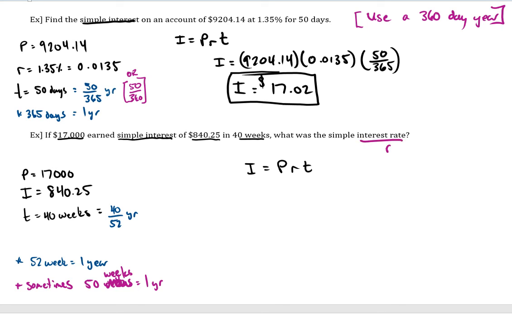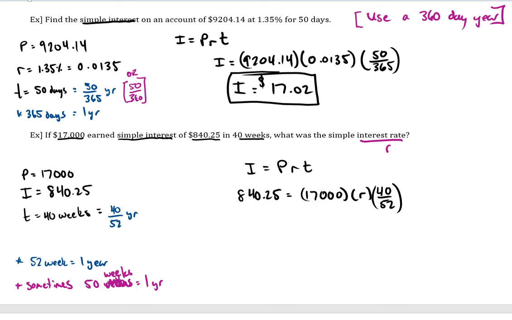So that means we are finding R. So we could still plug in everything. So we have the I is $840.25 equals the principal, which is $17,000. And then R is what we need. And then the T we said is 40 over 52. Okay, so with this style problem, well, it is solved. It is now, so we need to solve for R.